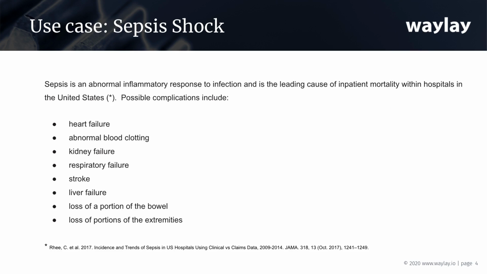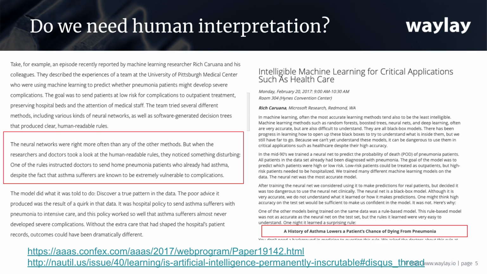In this particular talk, I'll be looking at one particular issue, which is sepsis, an inflammatory response to infection and the leading cause of inpatient mortality within hospitals in the US. Some of the possible complications can include heart failure, abnormal blood clotting, kidney failure, respiratory failure, strokes, liver failure, and so forth. As we start thinking about delegating diagnostics to machines, we have to really understand what kind of algorithms we are dealing with.